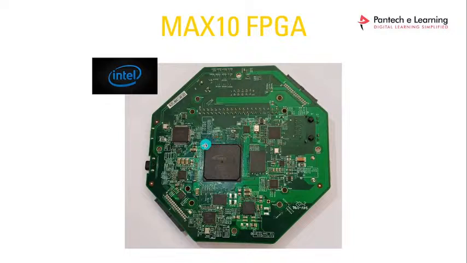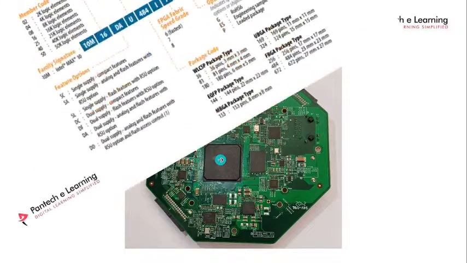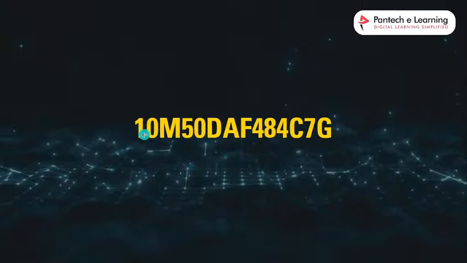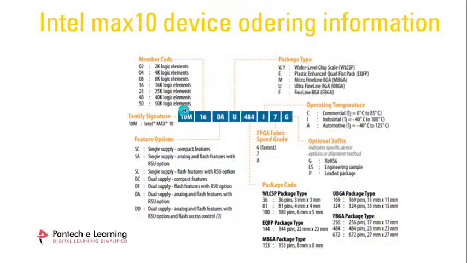This is the main IC of the FPGA, named MAX10, but you can't see it clearly in this picture. Every FPGA has a unique name ID like this: 10M50DAF484C7G. In this name, each and every letter has a specific identification. I will show you the specification of each letter in the model name.